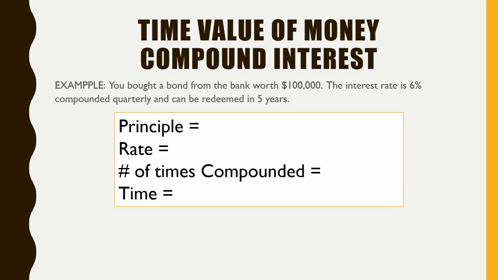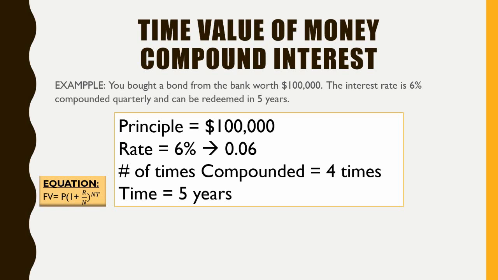The number of times compounded. If it's compounded quarterly, right? Quarterly, meaning if you're taking a whole year and you're going to divide it in quarters, right? Every 3 months or 4 times a year, right? There's 4 quarters in a year, right? There's 4 quarters in a whole, right? And the time on this is 5 years. So that's exactly what we're going to be looking at.